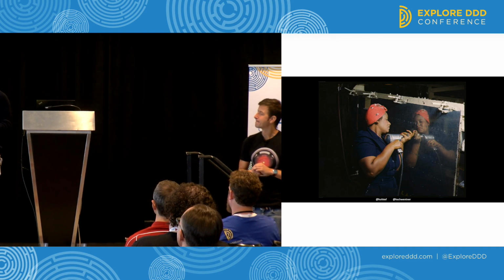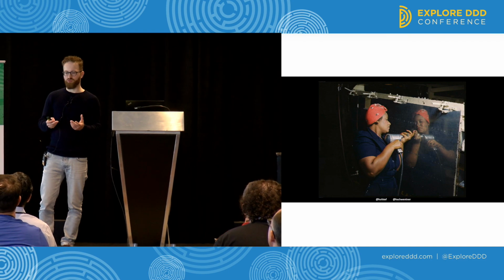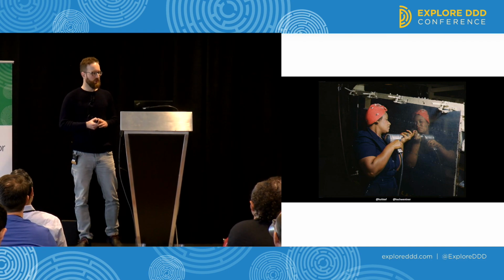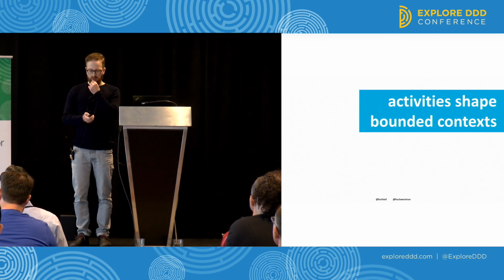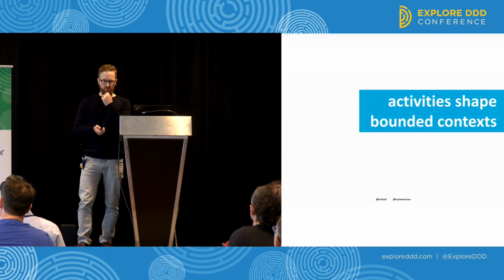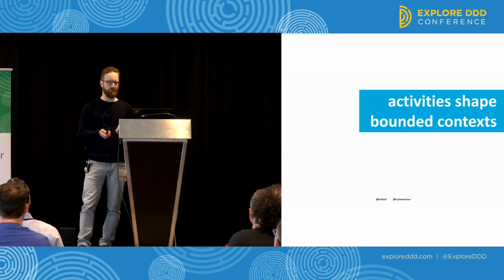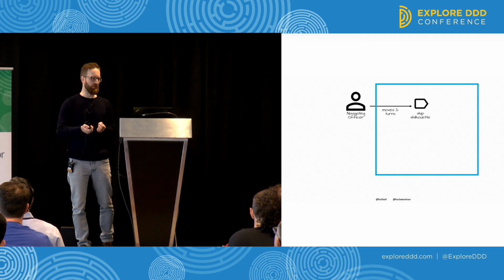Okay, so that's the second idea that we want to talk about. In DDD, we said the model should reflect the domain. So to show this heuristic, we want to go back to where we started and look at our domain experts and their activities, okay? So for us, activities shape bounded contexts. What does that mean? So let's revisit some of the navigating officer's activities, okay?